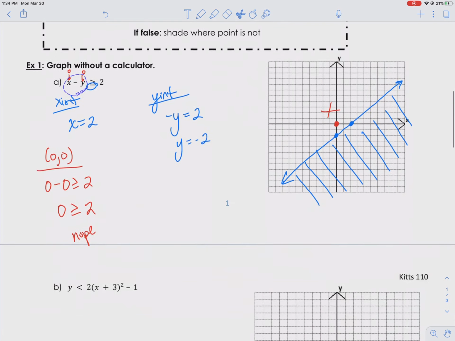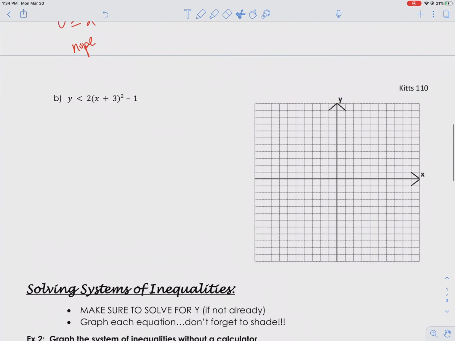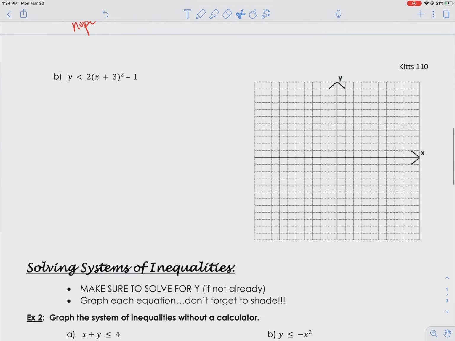So now let's do the second example. Notice this example is no longer a line. It's got a squared right there. So that means we know what squareds look like. They're U's, right? They're quadratics.